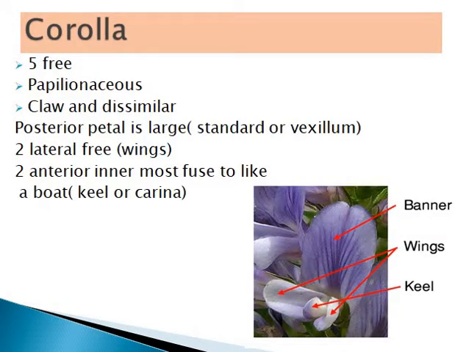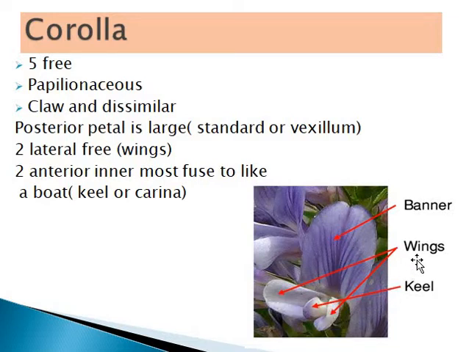See the second whorl of the flower, the petals. We call them the corolla, the collection of petals. Five petals, free, and dissimilar. All five petals are free but dissimilar in structure. The posterior one, at the top in this picture, is known as the standard, vexillum or banner. It is single but large in size, the posterior single one. Two are lateral.